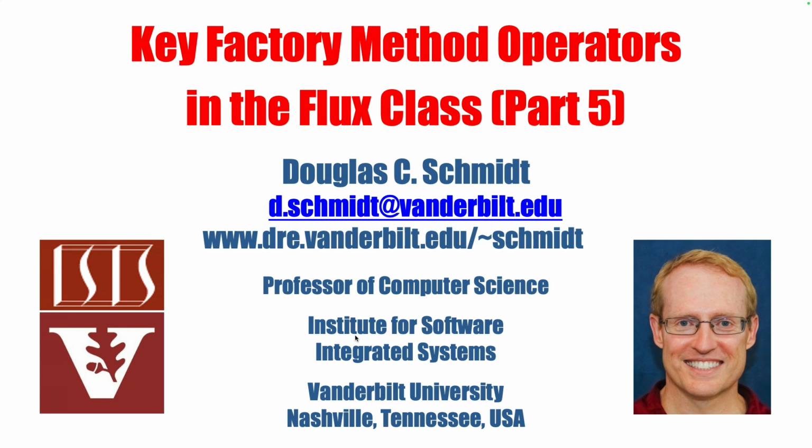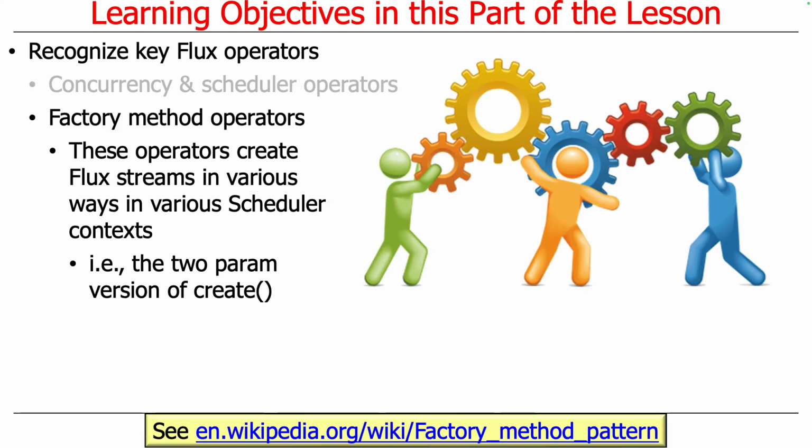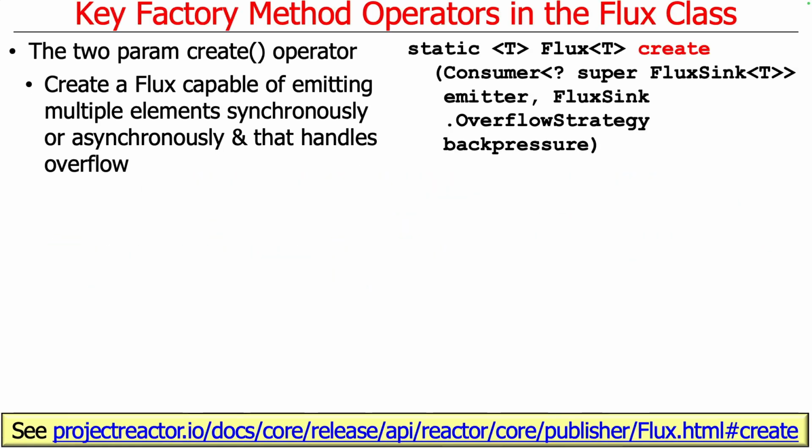So we're going to start out by talking about the fifth and final category of factory method operators we're going to cover related to the Flux class in Project Reactor. And this time we're going to talk about the two-parameter version of create. We talked about the one-parameter version of create before. Now we're going to talk about the two-parameter version.